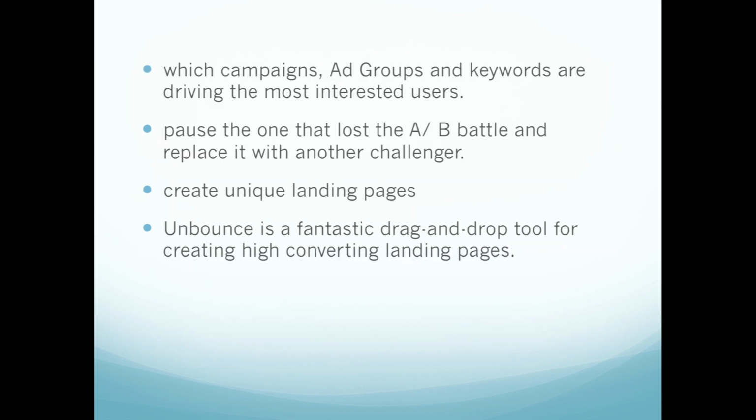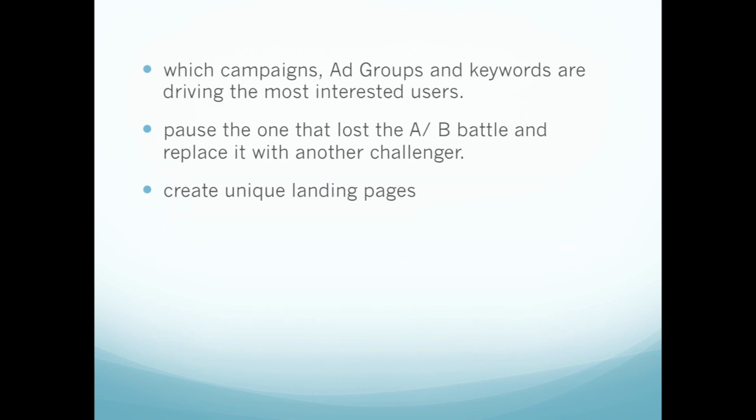You can see which campaigns and ad groups are driving the most interested users, and you can do a split test, like an A/B split test. You take two ads and run them at the same time and see which one performs better. You can pause the one that's not performing well and replace it with a new ad. You can do that with different landing pages too. You can compare two landing pages, see which one converts better, and pause the one that's not doing well.